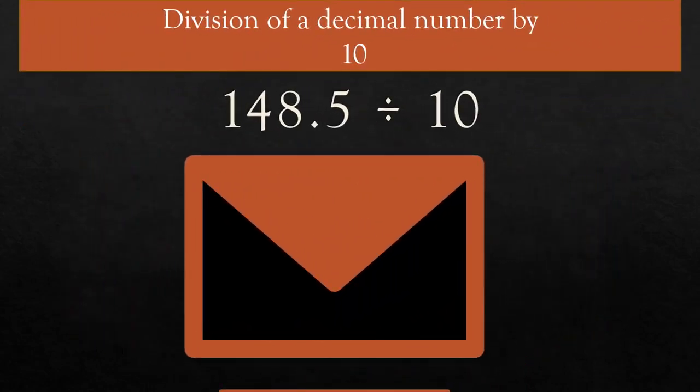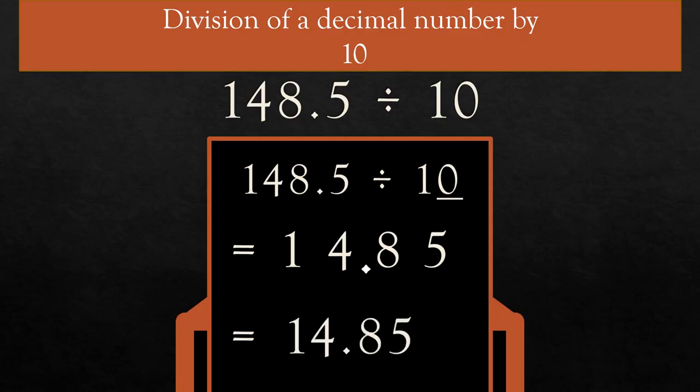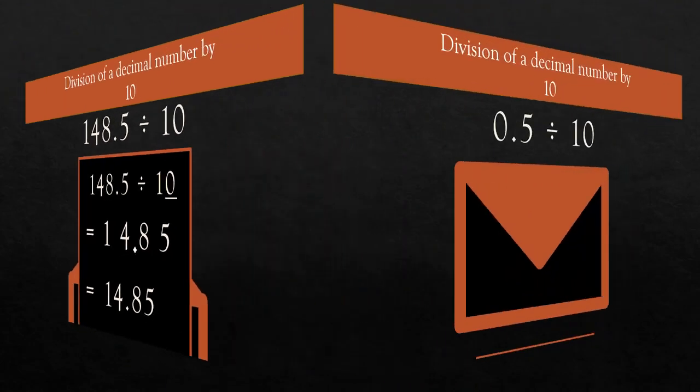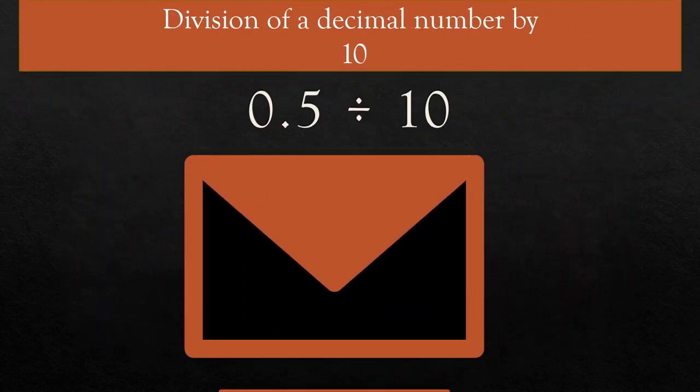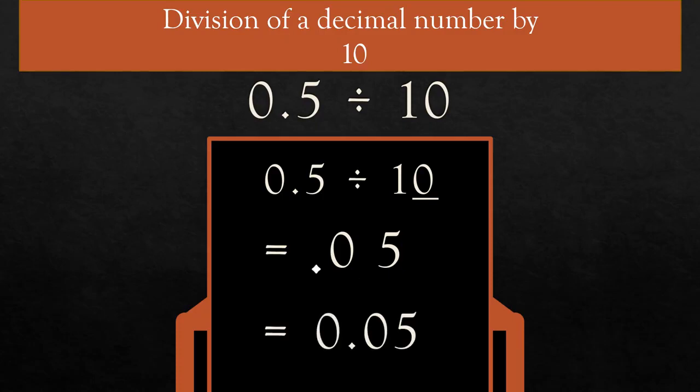Let us solve one more example. 148.5 divided by 10. See, in divisor 10, we have 1 zero. So the decimal point shifts one place to the left. So the answer is 14.85. Let us solve one more example. 0.5 divided by 10. See, in divisor 10, we have 1 zero. So the decimal point shifts one place to the left. So the answer is 0.05.